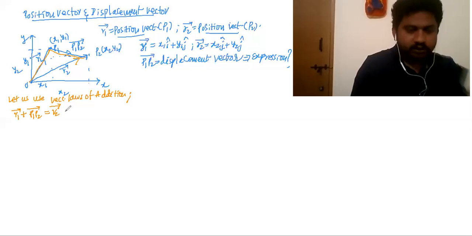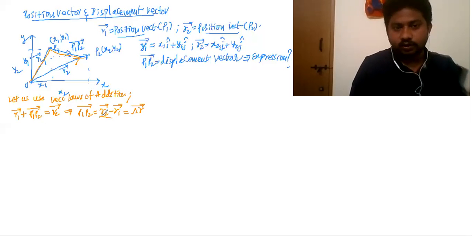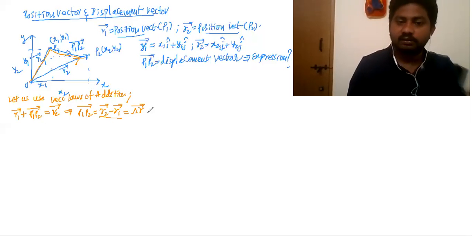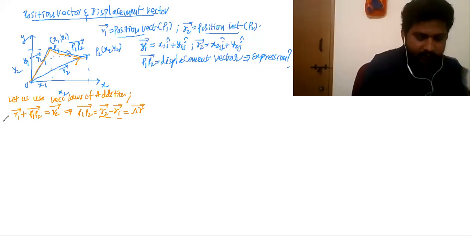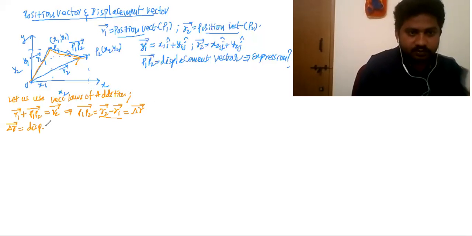So from here, P1P2 bar is equal to R2 bar minus R1 bar, my dear students. This I can also write as delta R bar, the change in position vectors, R2 bar minus R1 bar. So that is delta R bar. Let me write once again: my delta R bar is a displacement vector, my dear children. So the displacement vector is R2 bar minus R1 bar.